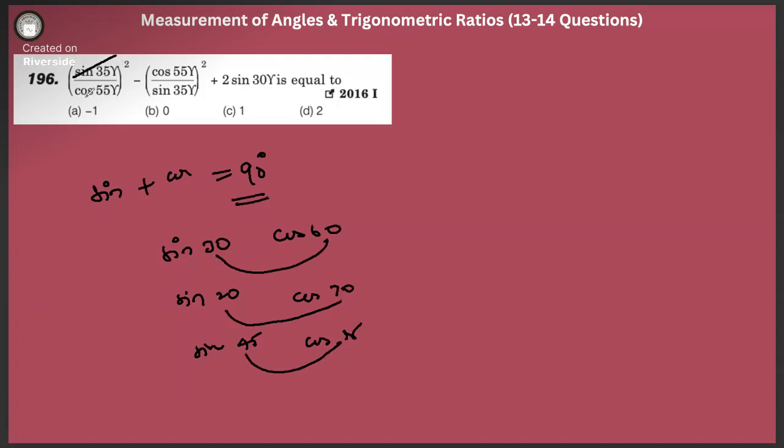That means sine 35 and cos 55 essentially is the same. Essentially is the same. 1 square minus 1 square, together they will give you 0. We are only left with 2 sine 30 degree. Now tell me what is the value of 2 sine 30 degrees, right? 1, sir. Yes, sir. We will have to be careful about this.